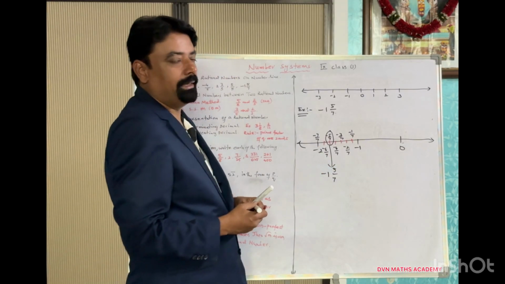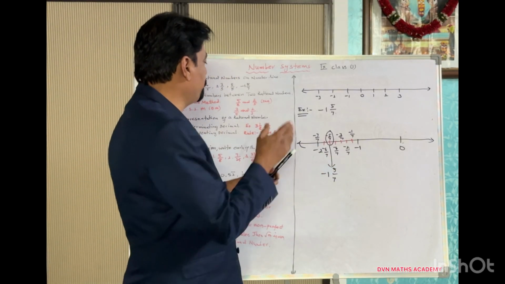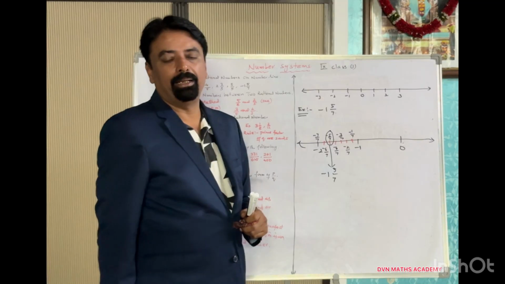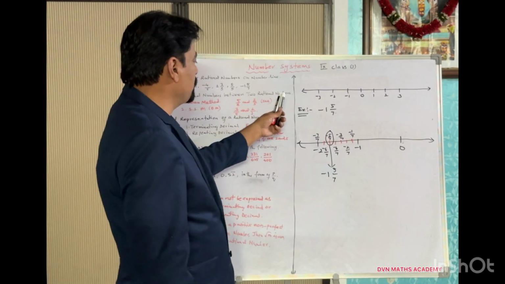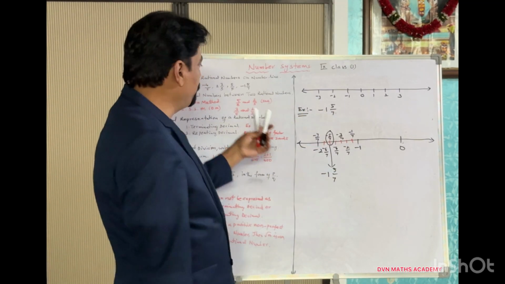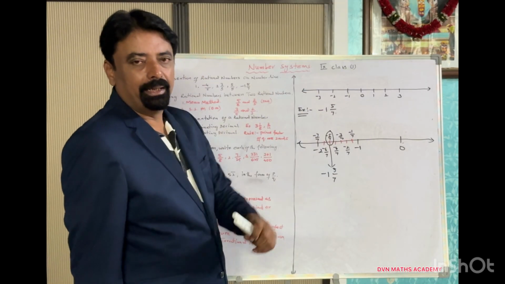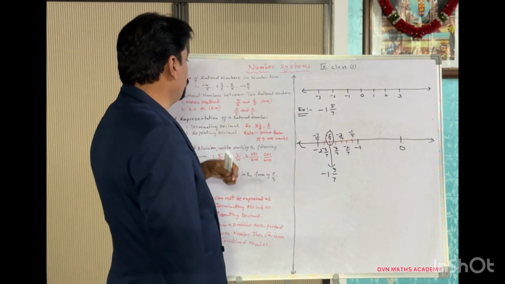Like this we can represent the given rational number on the number line. This type of question you will get in your exam, representing rational numbers on the number line. So I have taken 4 examples.